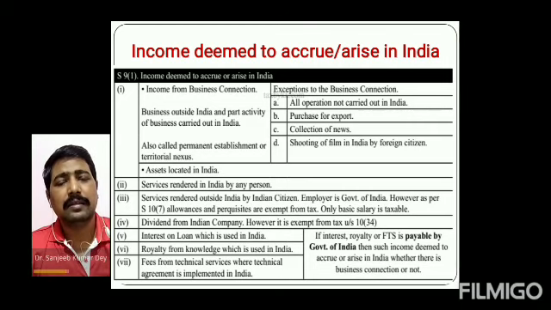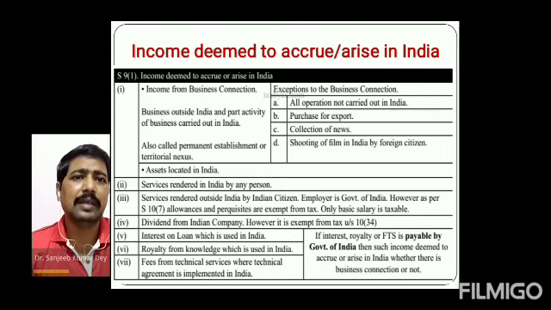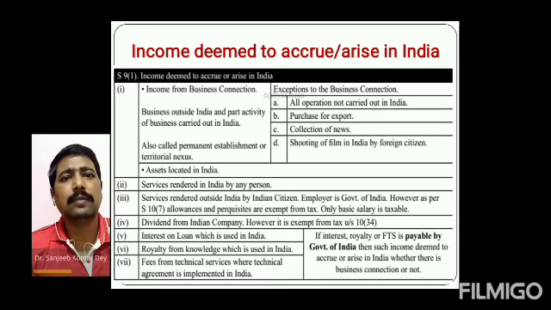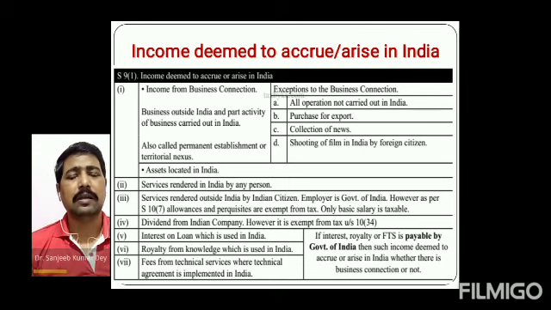And that business may also have a permanent establishment or territorial nexus in India. Then also it will be considered as income from business connection. But the same thing has some exception. If all the operations are not carried out in India, even if the income is received from business connection, the entire income will not be considered as deemed to accrue or arise in India. That part will be considered as Indian income, the operations of that part which is carried on in India.